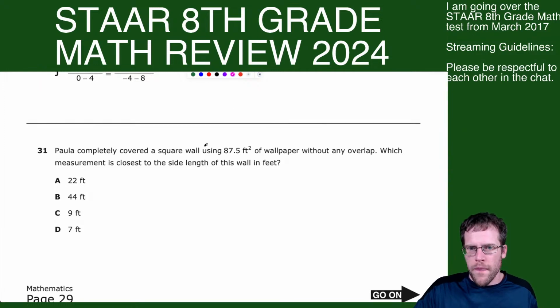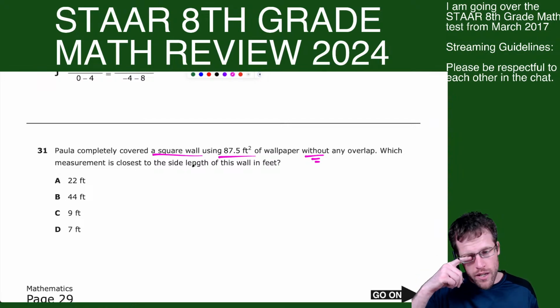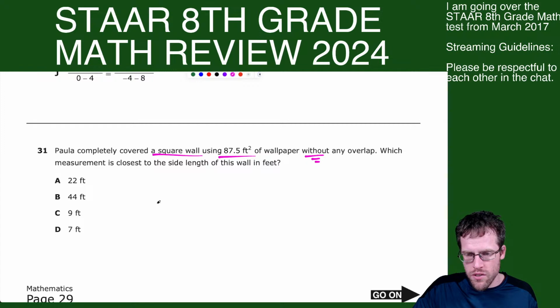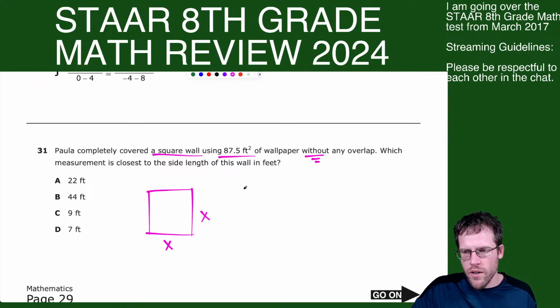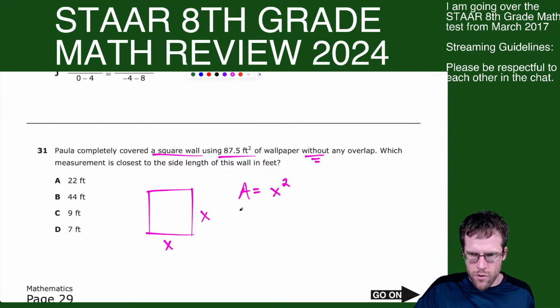All right. Paula completely covered a square wall using this much square feet of wallpaper without any overlap. Which measurement is closest to the side length of the wall in feet? So the wall is a square, which means that the side lengths are all equal in measure. The area of a square is equal to length times width, but if the length and width are the same, I could just say x squared, where x is the length of each side of the square.